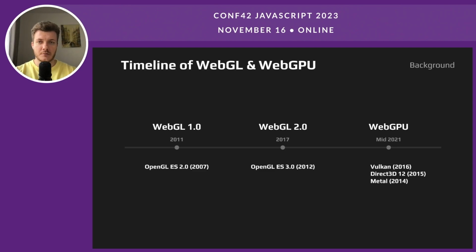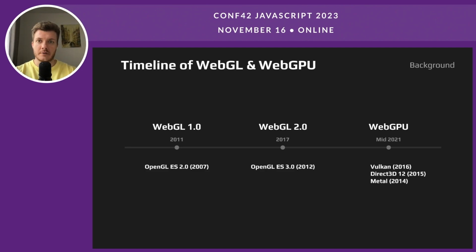The desktop version of OpenGL debuted way back in 1993. In 2011, WebGL 1.0 was released as the first stable version of WebGL. It was based on OpenGL 2.0, which was introduced in 2007. This release allowed web developers to incorporate 2D graphics into web browsers without requiring any extra plugins.